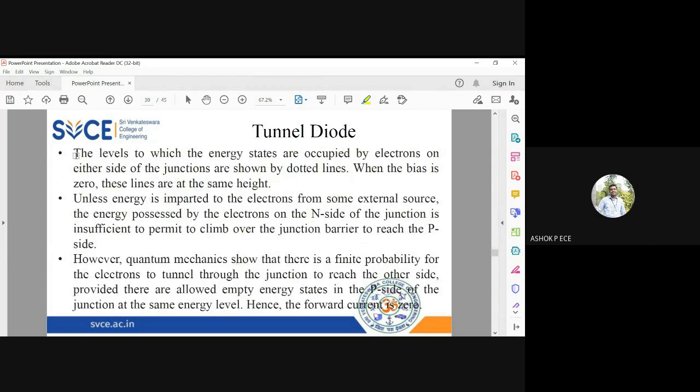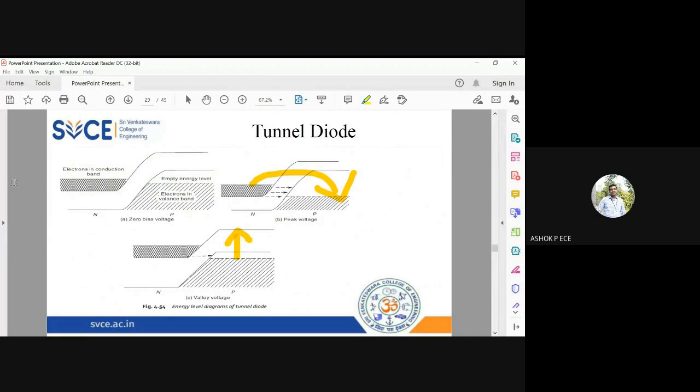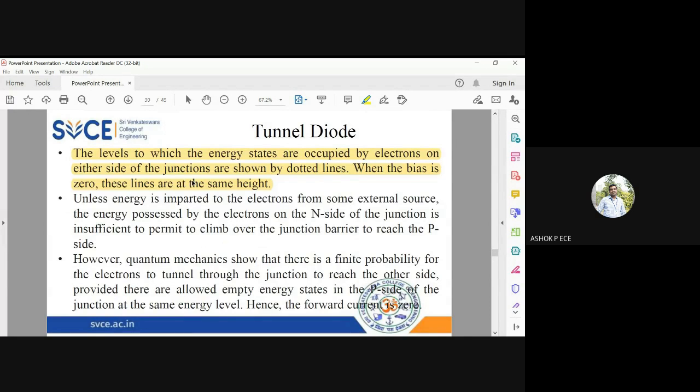The levels to which electron energy states are occupied are shown on either side. When the bias is zero, the energy bands are at the same height, so you don't expect any current flow. Unless energy is imparted to electrons from an external source, the current is not going to flow. So when I slowly increase the voltage, the electrons possess this energy and climb over the potential barrier to reach the P side. However, we have seen that there is a probability for tunneling. So there is a property called tunneling in the PN junction diode. Instead of drifting, they use tunneling to cross the depletion region. Okay, so that is what is done here.